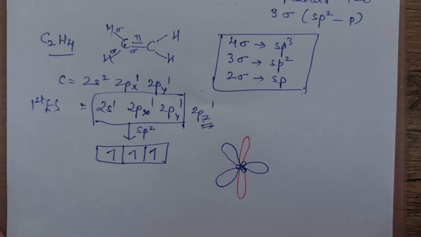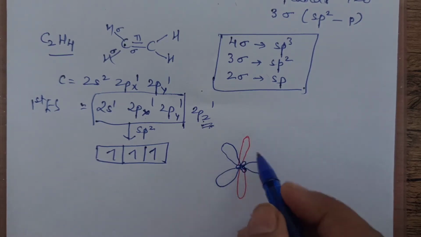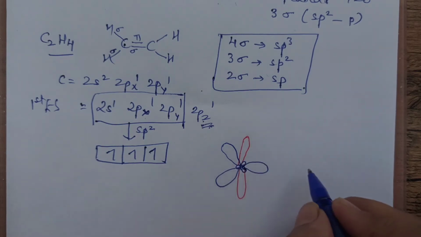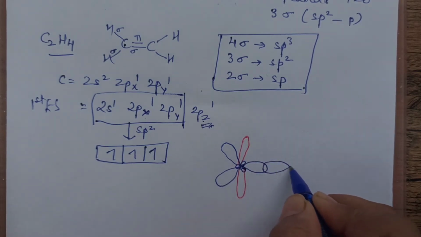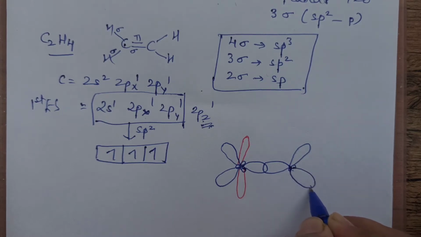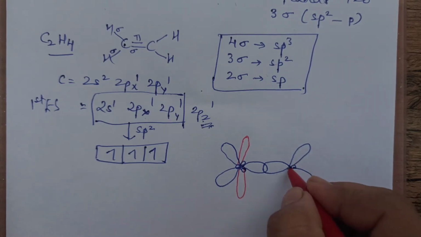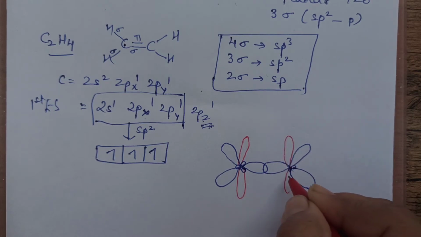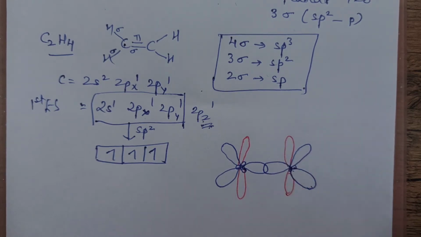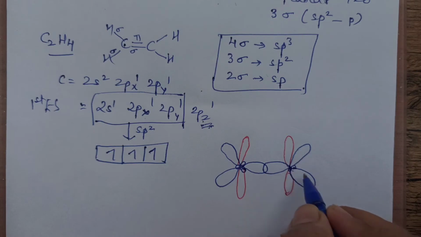I am drawing the pure orbital. That means these are in one plane and the pure orbital is perpendicular to this. Likewise, you have one more carbon atom which is also having sp2 hybridization. Three sp2 orbitals will be there on this also. So one pure orbital will be present perpendicular to the three sp2 orbitals of the neighboring carbon.